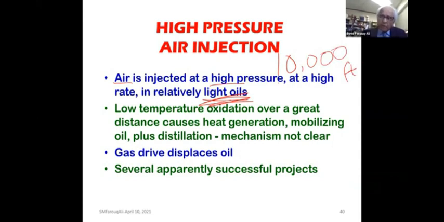And it has been relatively successful. Right now, there is no project. Until recently, there were 7 projects run by Continental Resources in Wyoming. Now, none of them is operating because of various reasons. The problem with this process is that, first of all, the cost is high. Secondly, you have a very high air-oil ratio. Air injection rate has to be very high. But it's a process worth looking at.